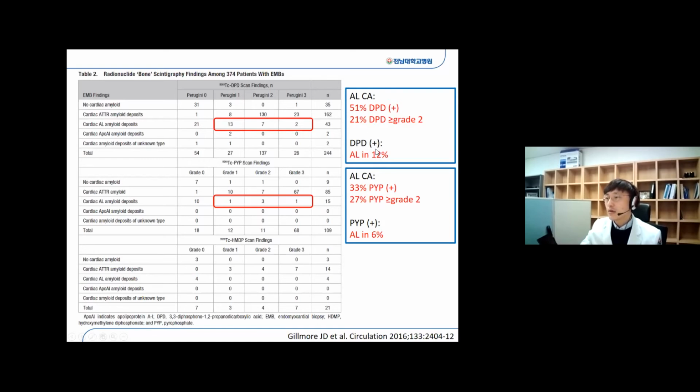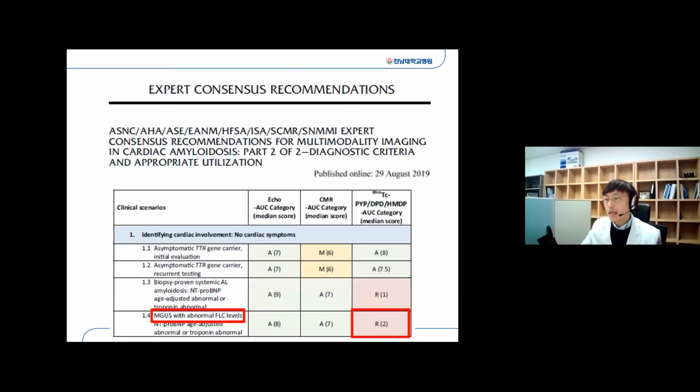And if we see a patient with positive DPD or PYP uptake, 12% and 6% respectively of those patients can have AL-type cardiac amyloidosis. So we should additionally check the positivity of serological marker of AL-type cardiac amyloidosis, such as free light chain or some electrophoresis for the urine and serum of the immunoglobulin light chain.